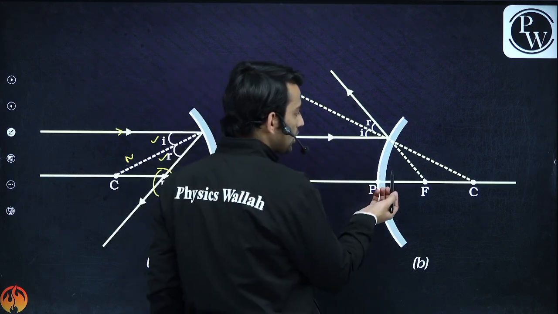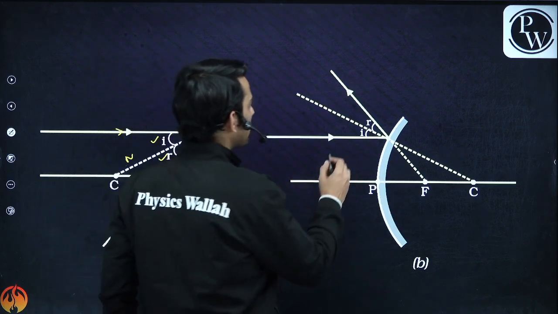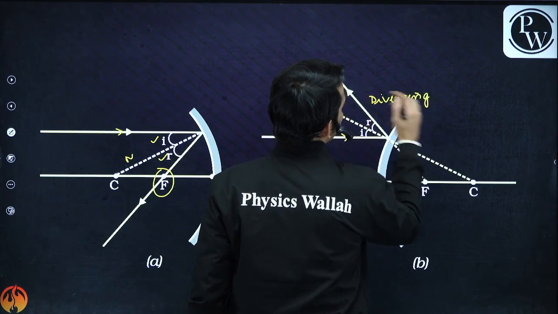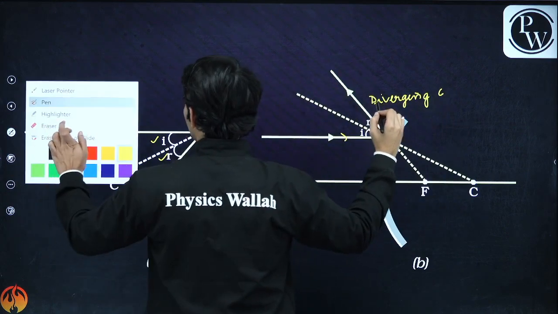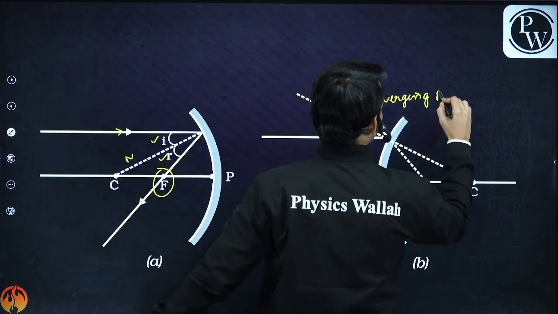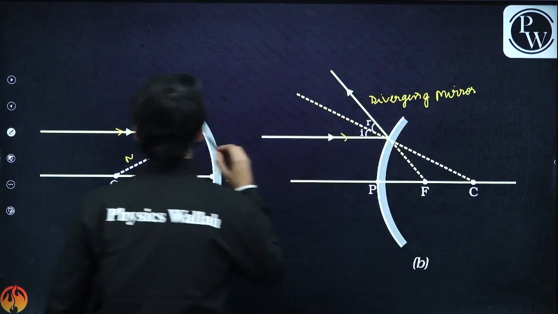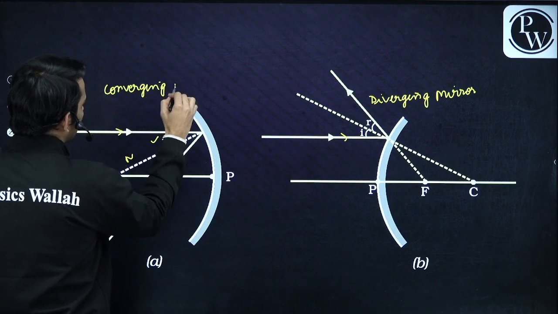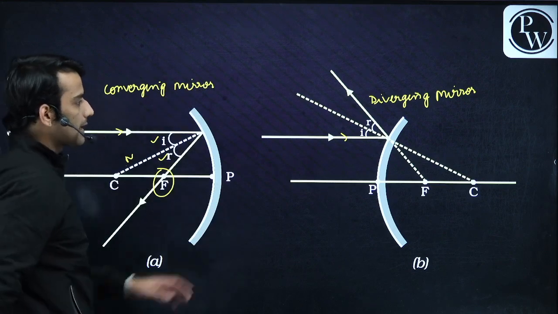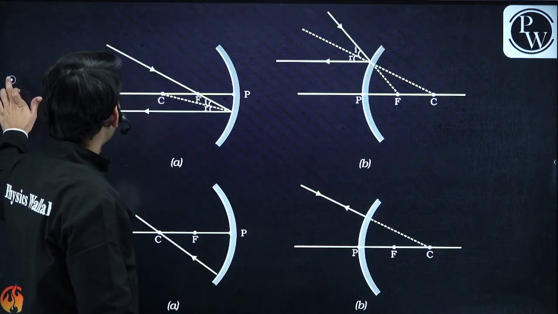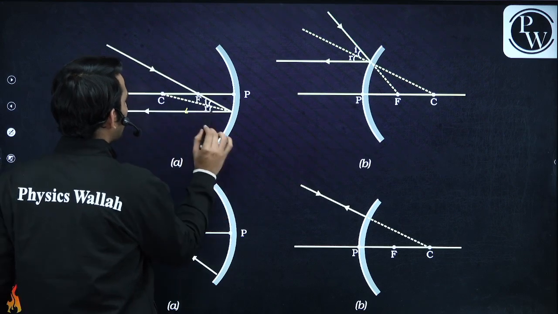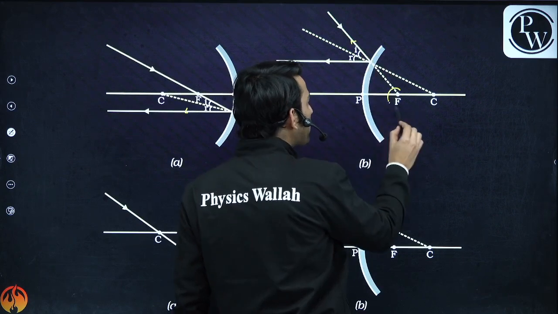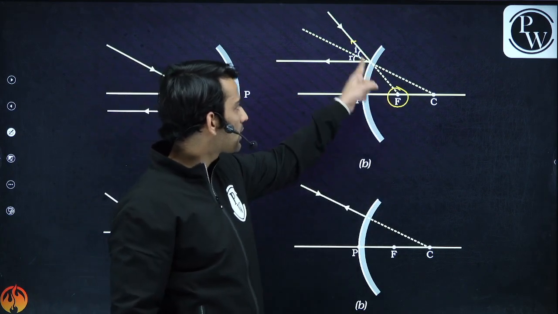Any ray, and this is for convex mirror, this is for concave, this is for convex, a ray coming parallel will be diverged. You can see this is a diverging mirror. The ray has been diverged. But guys, since the rays have been converged here, this is a converging mirror. The ray has been converged like this. Next is, any ray passing through the focus will become parallel to the principal axis after reflection from the mirror. Any ray coming parallel to the principal axis will be diverged and appear to come from the focus, or appear to pass from the focus, in case of convex.